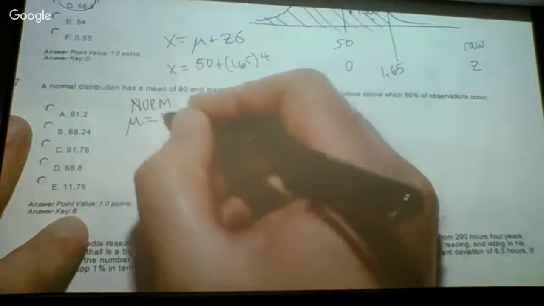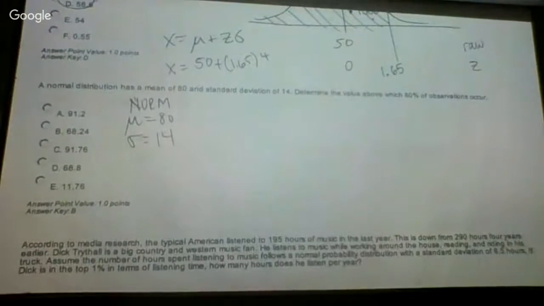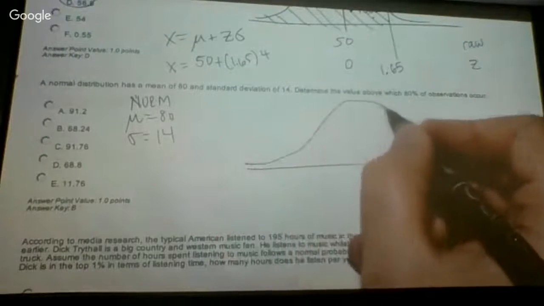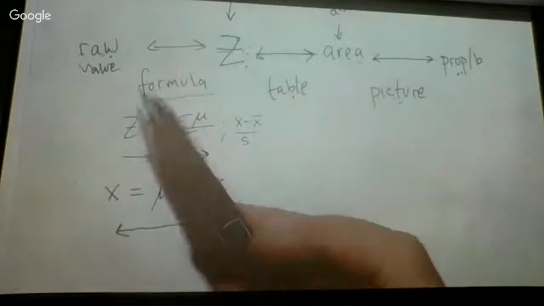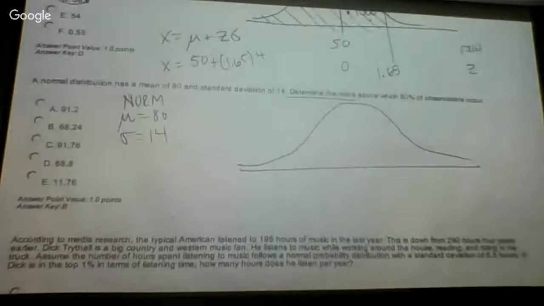Normal distribution has a mean of 80 and a standard deviation of 14. Let's draw my picture. I have to determine the value. If I'm determining the value, my destination is over here. I better start with some proportion of probability. In this case, determine the value above which 90% of observations occur.